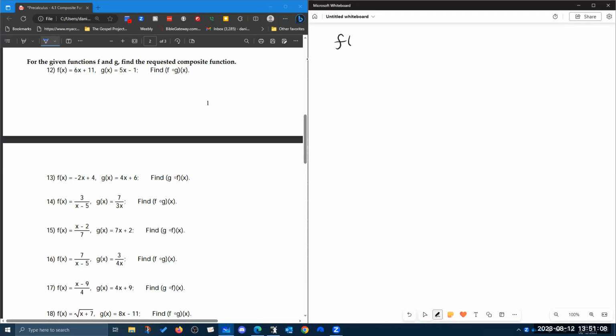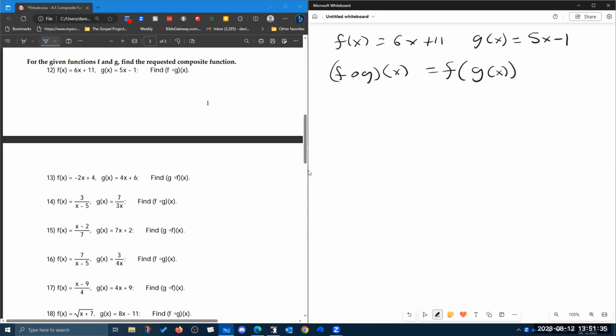So f of x is equal to 6x plus 11, and g of x is equal to 5x minus 1. And I want to find f of g of x. Remember that I said before that the composite is the same thing as plugging the inner function into the outer function. So I'm going to leave the f alone, and I'm going to replace g of x with the function that it's equivalent to. And now I'm going to write f with a set of parentheses for its variable.